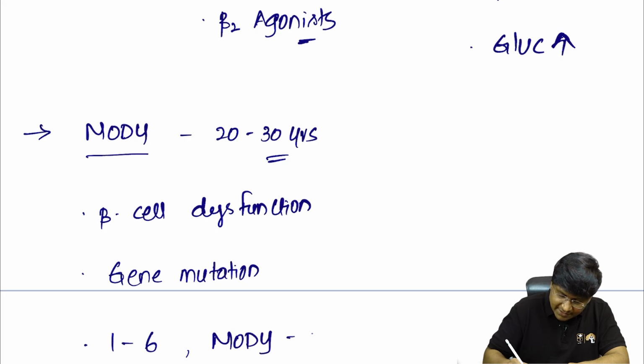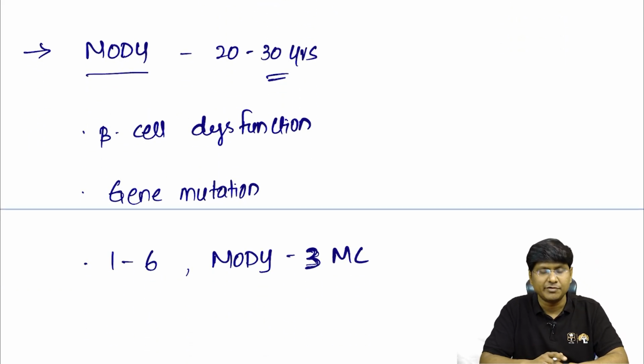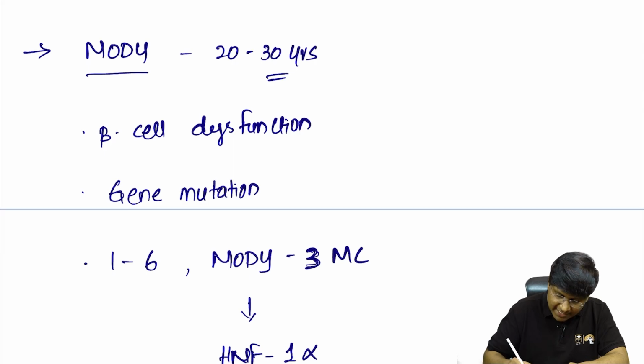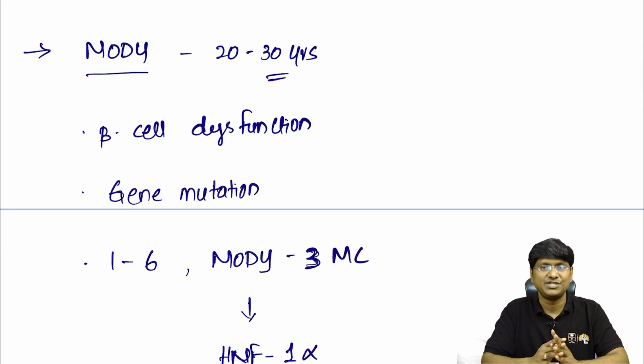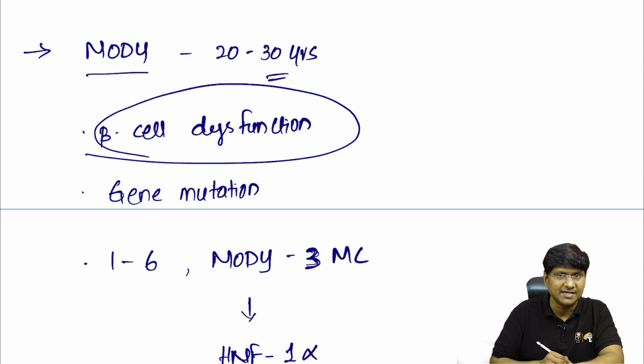MODY 3, that is the most common form of the MODY, right? And in case of the MODY 3, what is the gene that is being mutated? The gene that is being mutated is the HNF1 alpha. That is the most common gene mutated in the most common form of MODY, and that will result in the beta cell dysfunction.